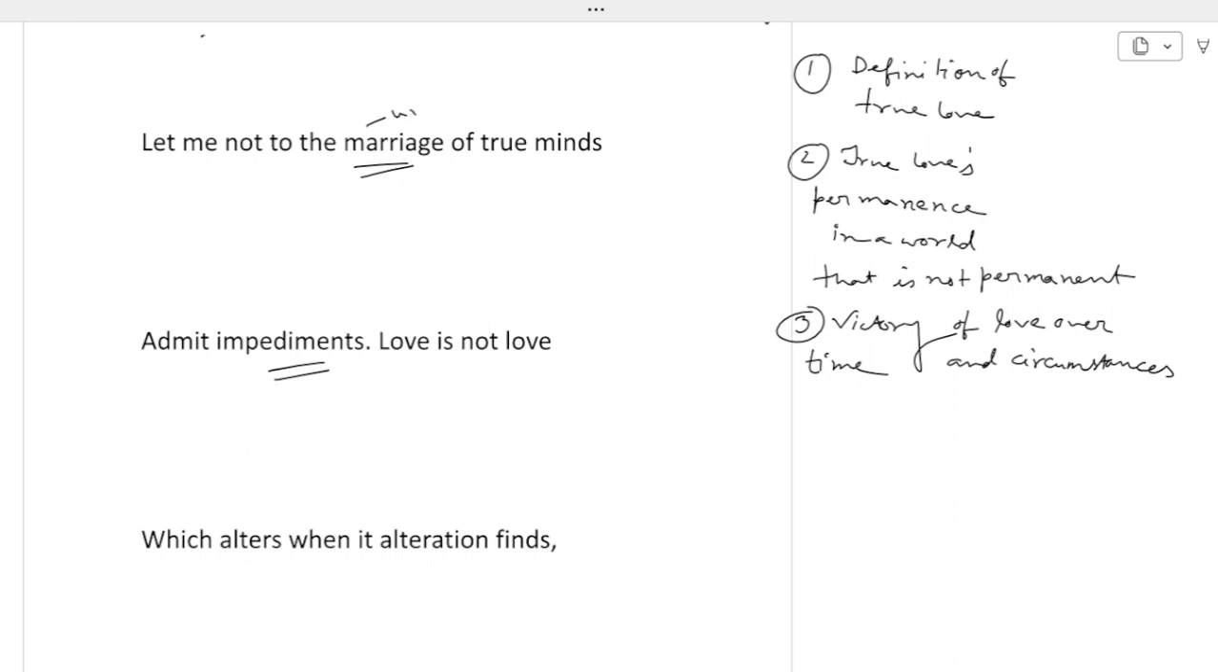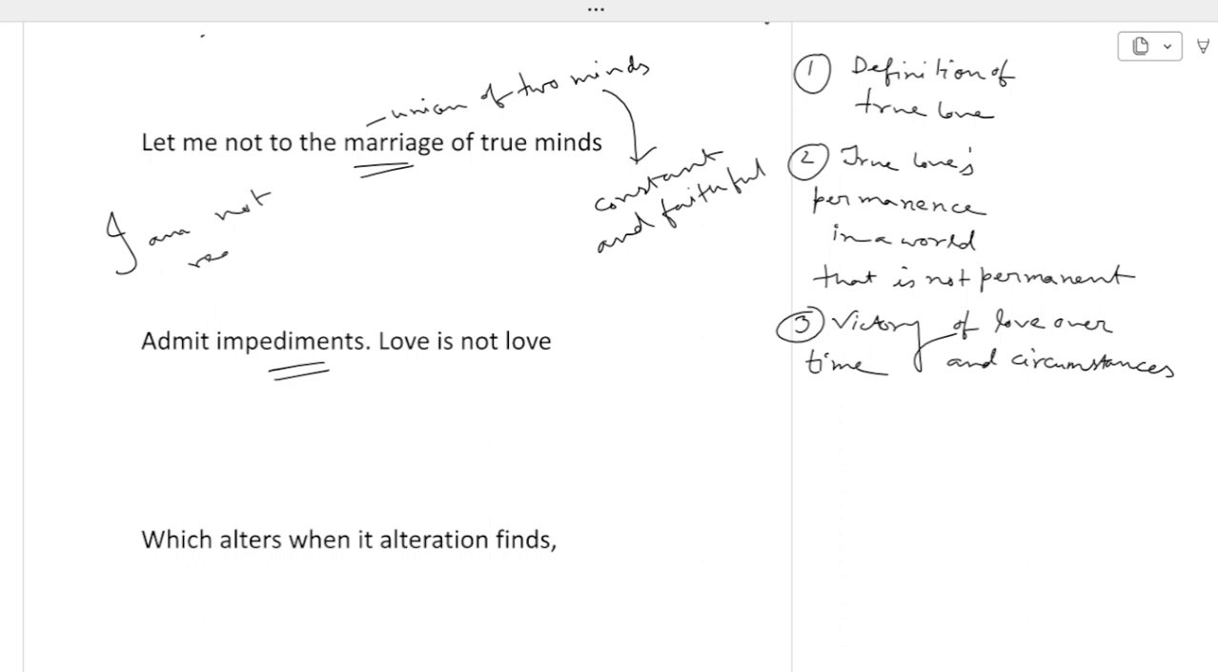Marriage means union of two minds, and that mind must be constant and faithful. So I am not ready or prepared to admit impediments in true love. The meaning of this line is thus: let me not to the marriage of true minds admit impediments.